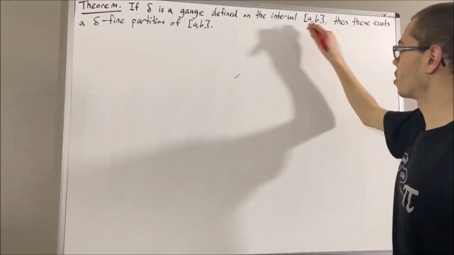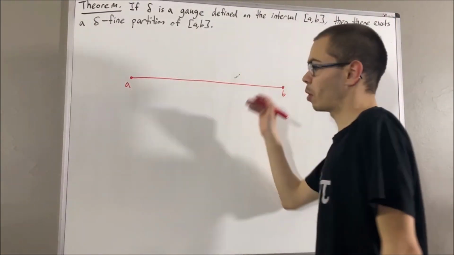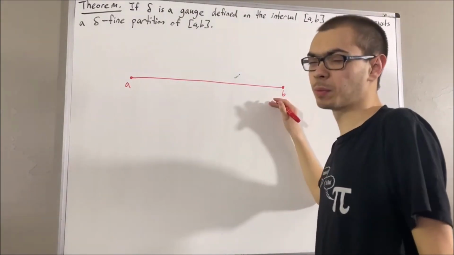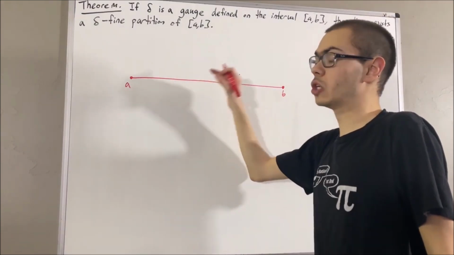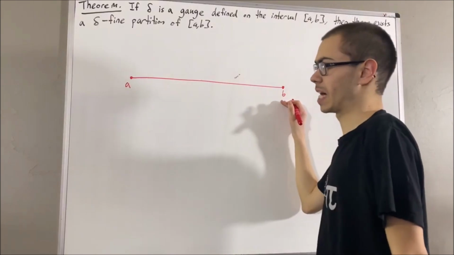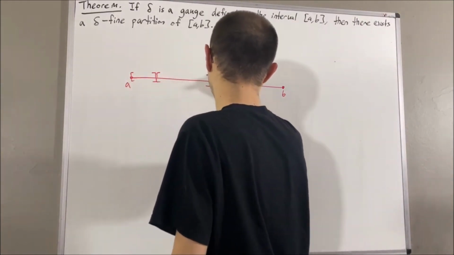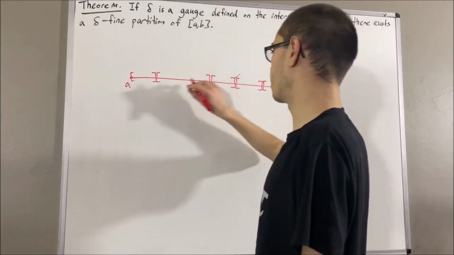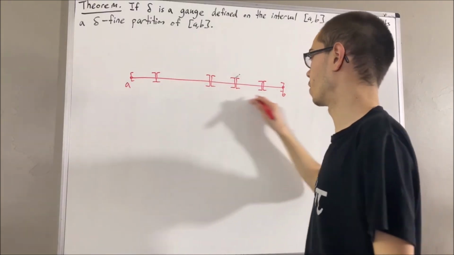So let's consider the closed interval a comma b. Well then, a partition of a comma b is a collection of non-overlapping closed intervals whose union is the closed interval a comma b. So something like this. This collection of closed intervals would be an example of a partition of the closed interval a comma b.